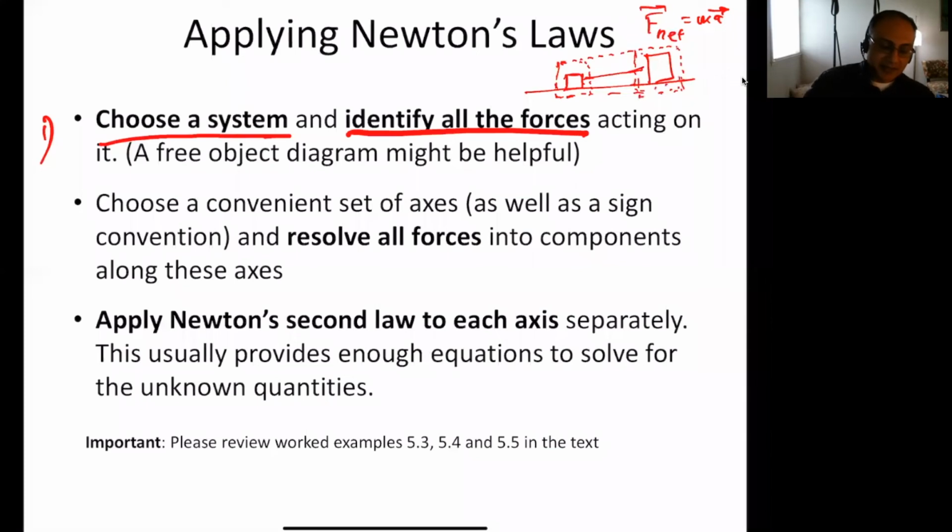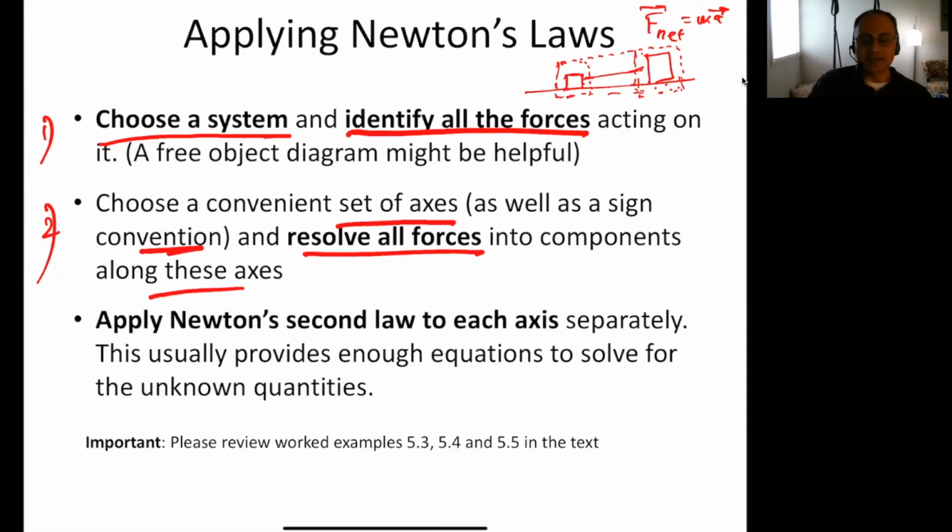Okay. The next step is you choose a convenient set of axes and a sign convention. So you choose your x-axis and a y-axis. For each system that you have, you choose an x-axis and a y-axis in a convenient way, and also choose a sign convention, so you know which side is positive, which side is negative, and then resolve all the forces into components along those axes, right?